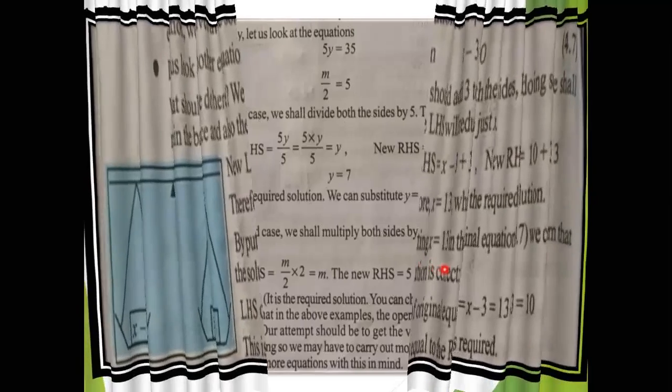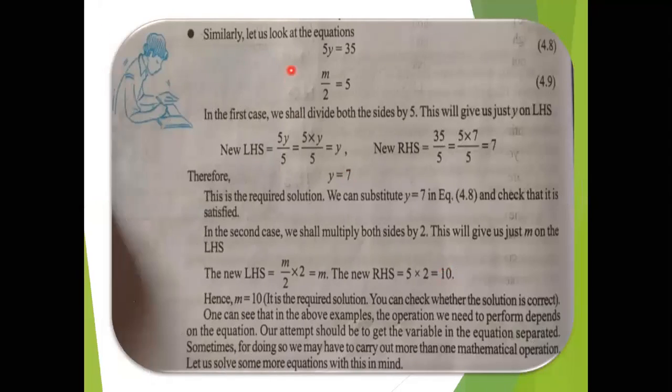Next, here are some more examples. Similarly, let us look at these equations. 5y equals 35, and m by 2 equals 5. In this first case, we shall divide both the sides by 5. This will give you just y on the LHS. So the LHS is 5y by 5, which is 5 into y by 5. Here 5y is nothing but 5 into y, so you will get y.